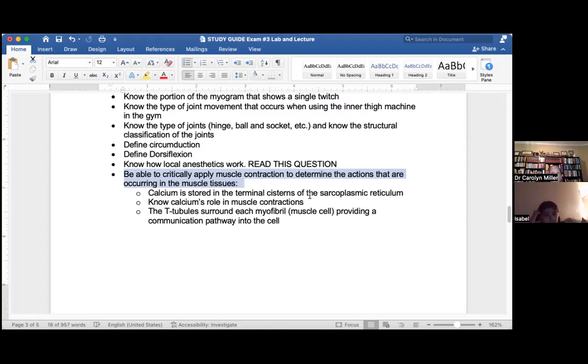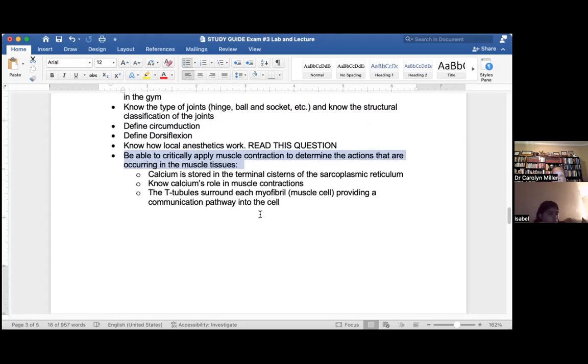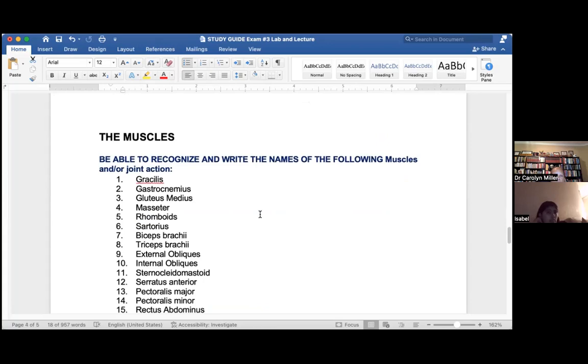If the muscle is not contracting... If the muscle is contracting, the calcium has been released into the cytosol, so it can go and bind to troponin. The T tubules are those areas that allow deep invagination so that the stimulus can cause the exocytosis, or the release of the calcium from the terminal cisterns.